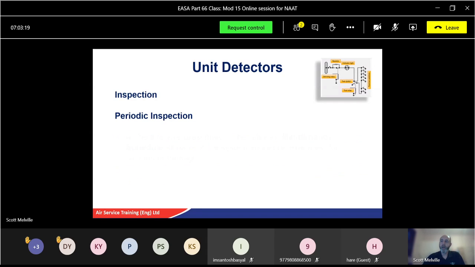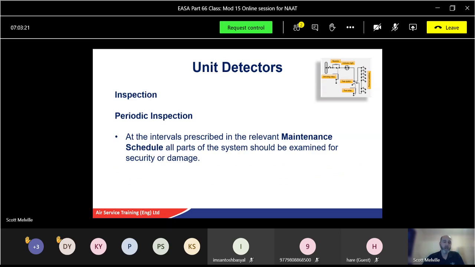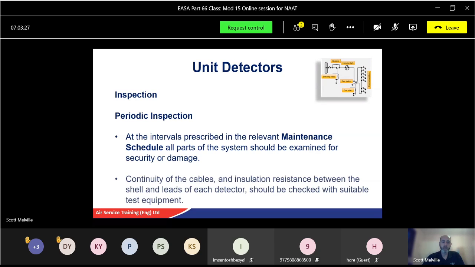Periodic inspection. Again, at intervals prescribed by the relevant maintenance manual, all parts of the system should be examined for security or damage. Continuity of the cables and installation can be checked again between shell and leads of each detector, with suitable test equipment, a multimeter. And that is just about it for firewire and fire detection. Just double check something here. That was all the faults, installation.